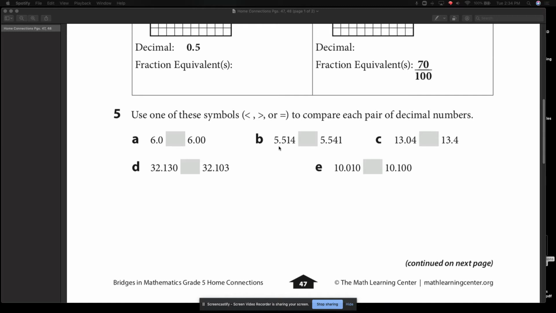For B, we look at the 5, we look at the 5. Okay, so far they're the same. Then we go to the tenths place, which is 5 in this number. It's 5 in this number as well in the tenths place. So we move to the hundredths. This number has a 1. This number has a 4. Right there, it's already showing me that this number here, 5 and 541 thousandths, is larger than 5 and 514 thousandths. So we would make our greater than sign towards the 5 and 541 thousandths.